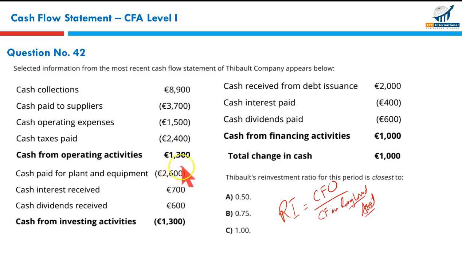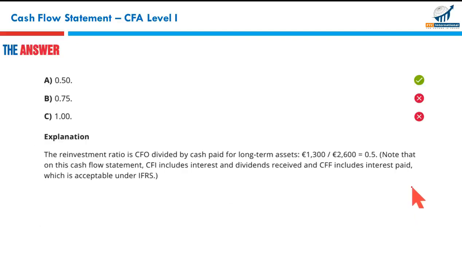Cash flow from operating activities is a positive number, 1300 euros. Interest and dividends received, no. Cash paid for plant and equipment, we paid 2,600 for the acquisition of long-lived assets. So cash flow from operating activities divided by cash used in acquiring long-lived assets is called the reinvestment ratio. If you simplify, it will be 0.5. So that makes A the correct option.